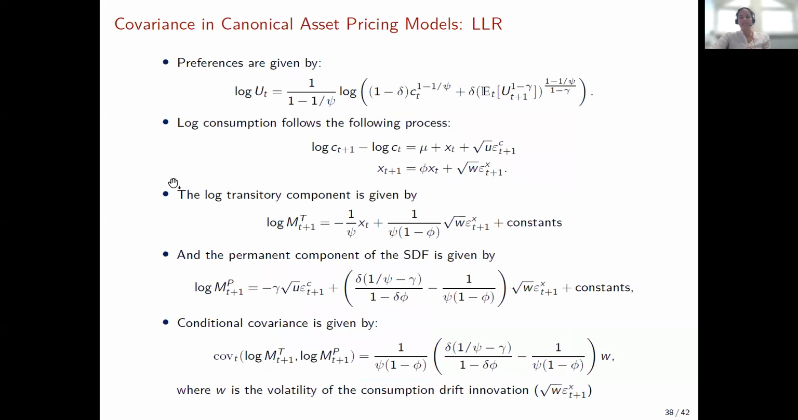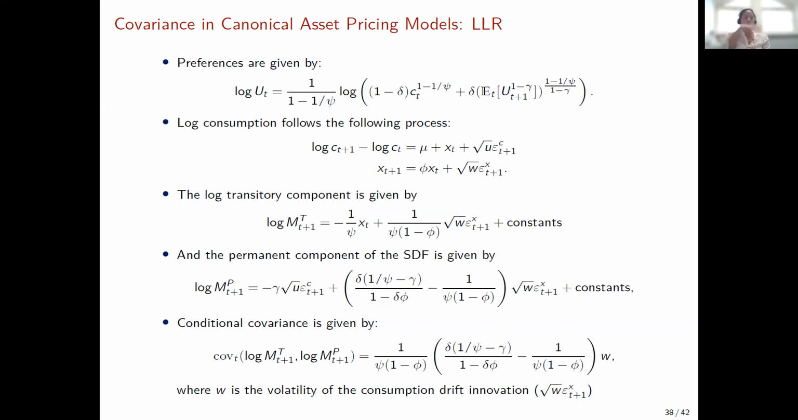If you just take a standard long run risk model, and I don't want to walk you through all the math, this is just a very standard Bansal-Yaron long run risk model. If you calculate the conditional covariance between the transitory and the permanent component, you get this expression here. What you see in this expression is, as long as people have a preference for early resolution of uncertainty, this covariance term is always going to be negative.